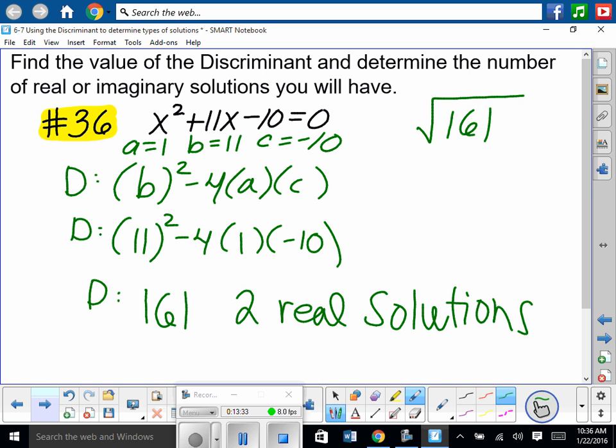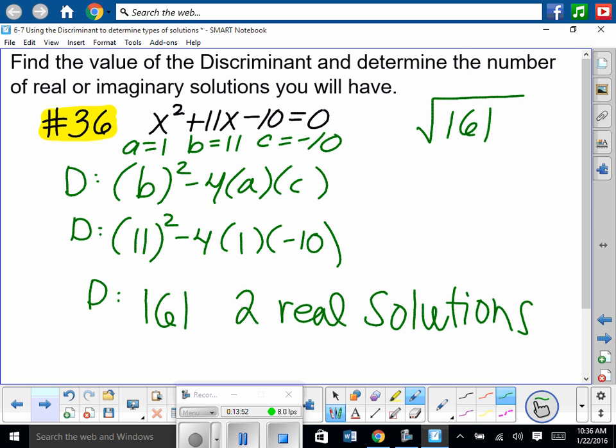If this was a negative 161, it would have been a negative under the square root. It would have been an i, right? So it would be 2 imaginary solutions. Does everybody understand? If I calculated the discriminant and got 0, I know that it's 0 under the square root. So I know the square root is 0, and we'd only have 1 real solution. Do you all understand what I'm doing?